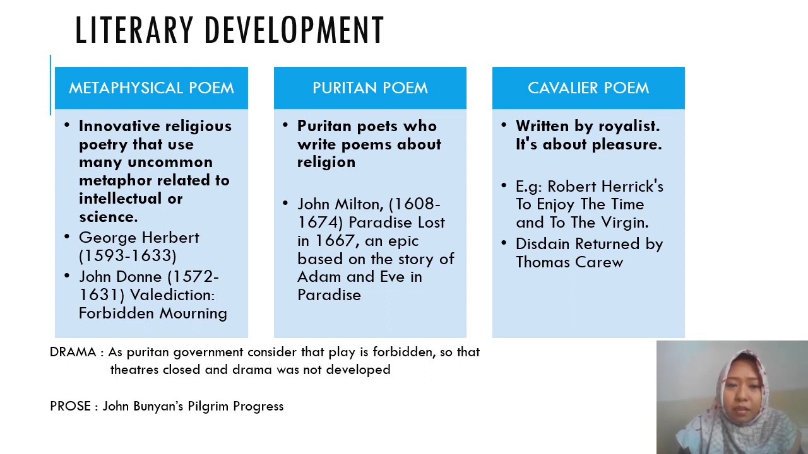Here we go to the literary development. What happened in the era of the Puritans? Here, the literary works, especially poems, developed, and the poems are divided into three. The first is the metaphysical poem, the second is the Puritan poem, and the third is the Cavalier poem.